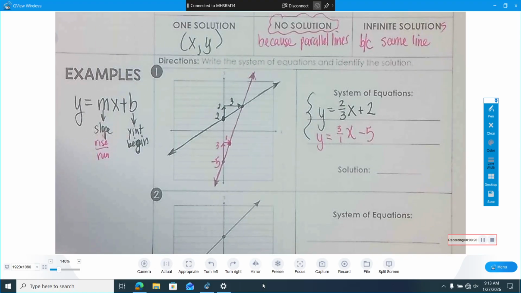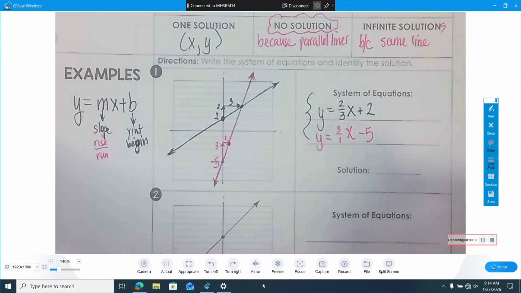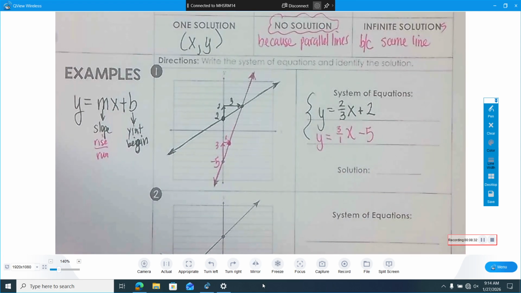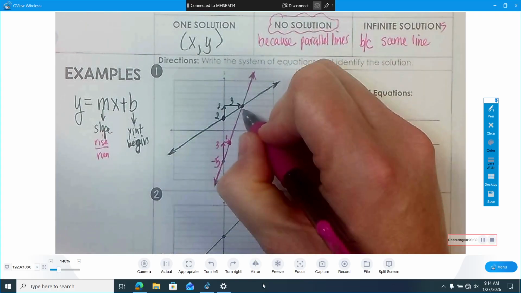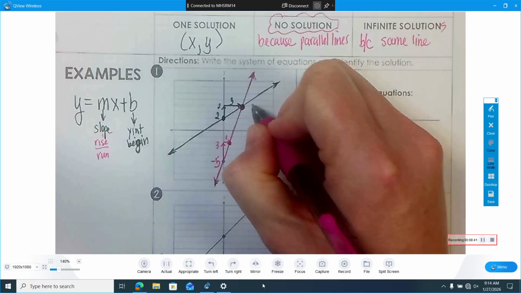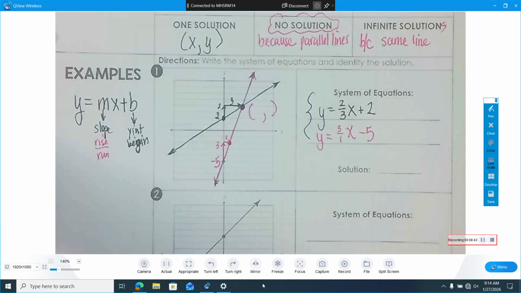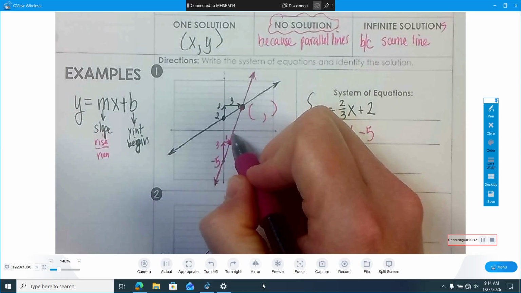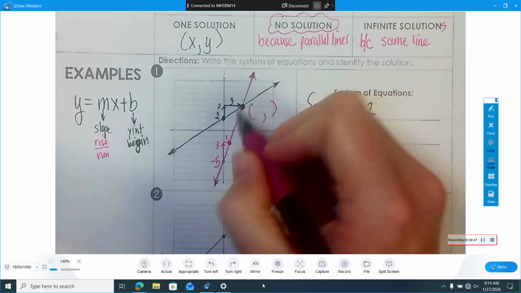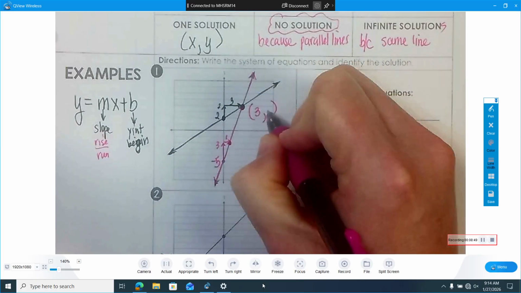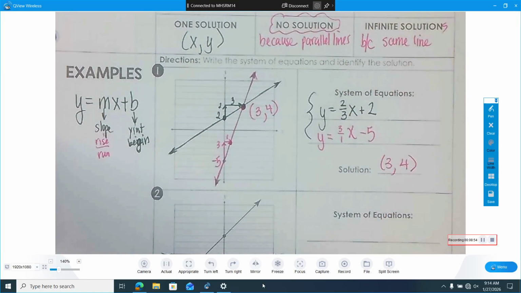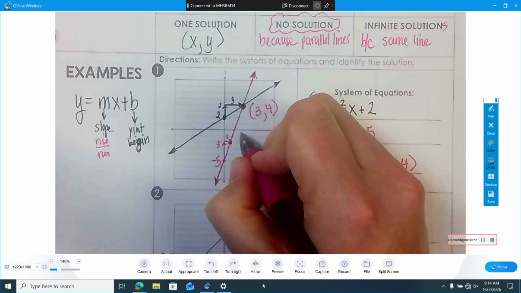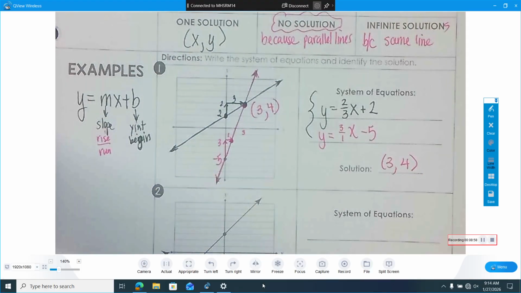And where is the solution? Where do the pink and green lines intersect at? What is that ordered pair there? 3, 4. Yeah, over to the right 3 and up 4, and that's our solution, 3, 4. So 3 on the x-axis and then up 4.